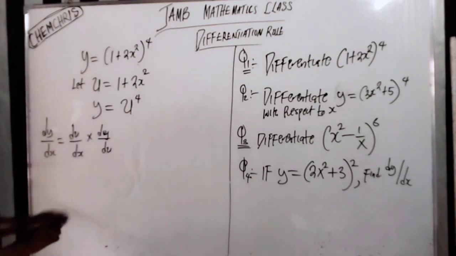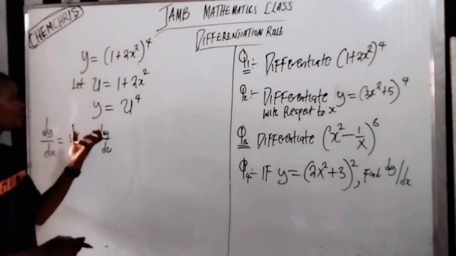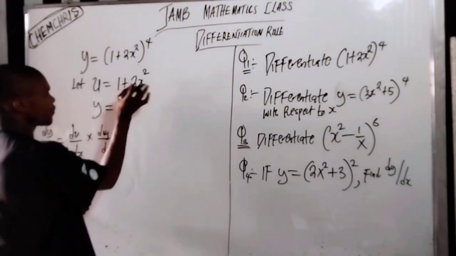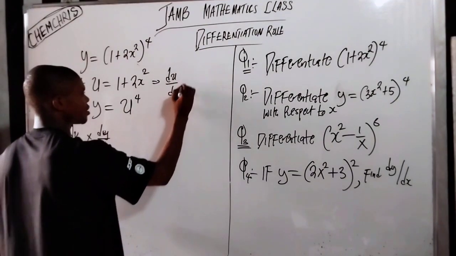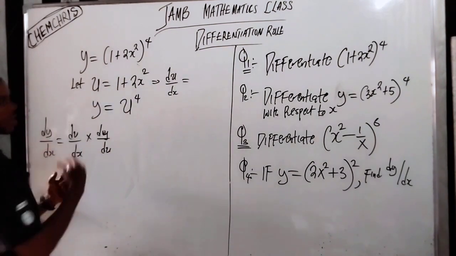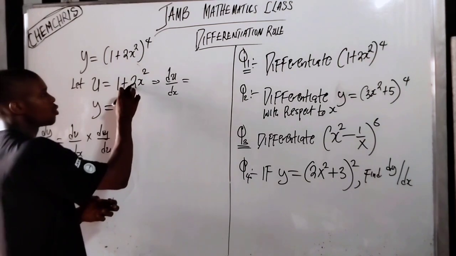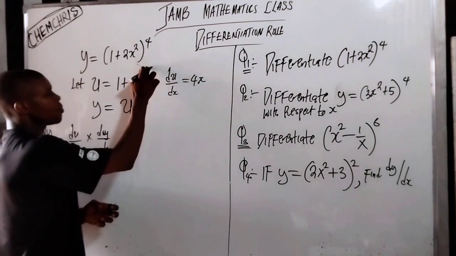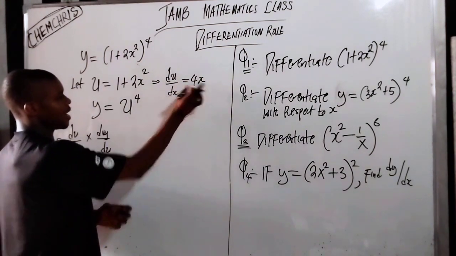Now what do I mean here? You want to differentiate u with respect to x, and differentiate y with respect to u. Do you understand? If you differentiate du over dx, remember the 1 is a constant, so it goes to 0 and goes out. So this is now 4 times 2 is 4x, and 2 minus 1 is 1. So du over dx is 4x.